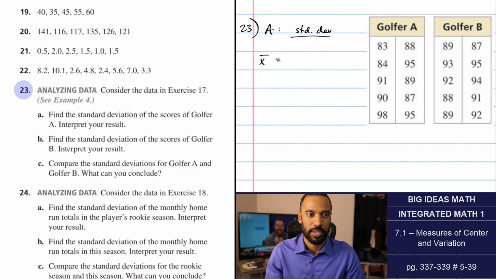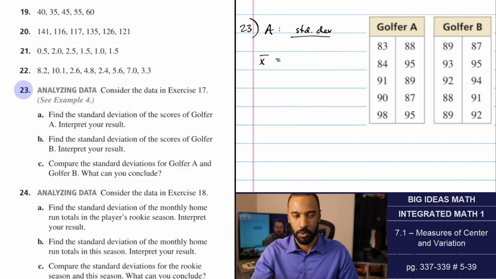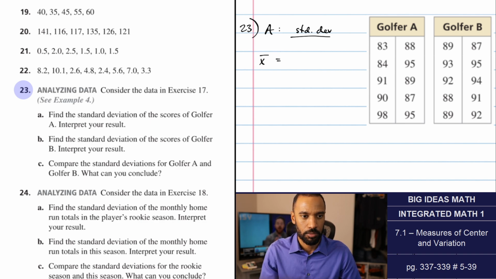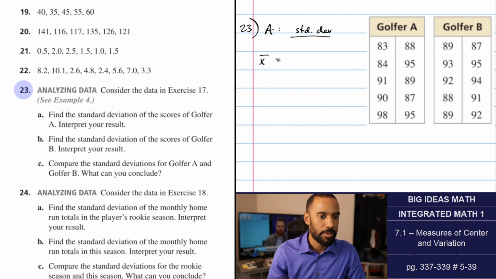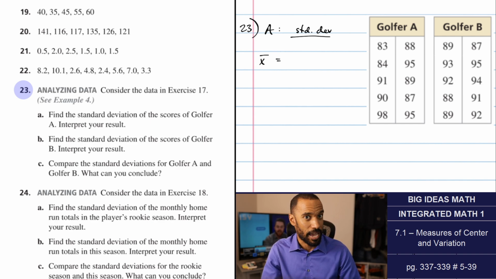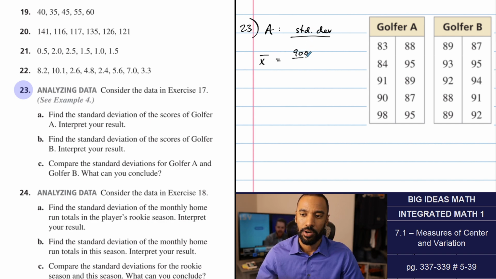I'm going to do this with my calculator. Give me one sec. 83, oh, hold on a second. 83 plus... Okay, when you add them, you get 900. Divided by 10 is 90. So 900 over 10 is 90. That is their average score.